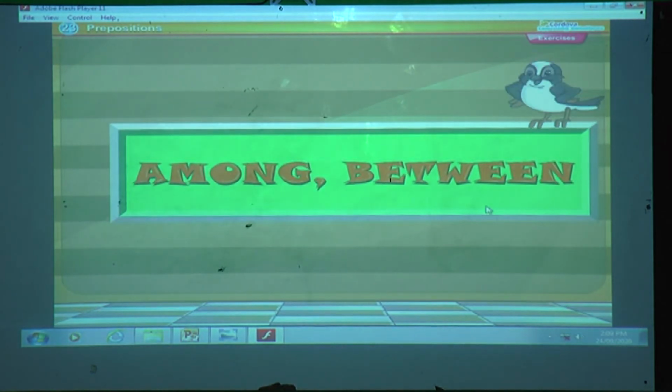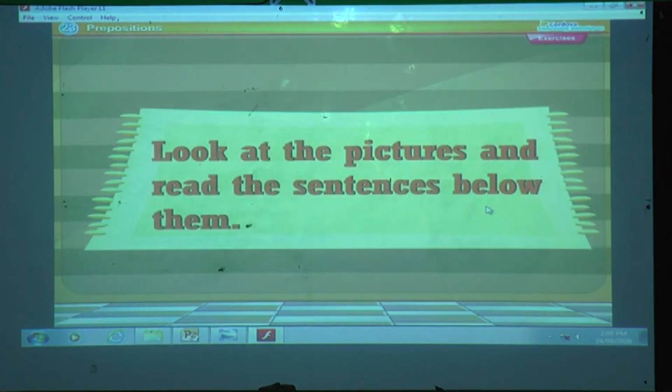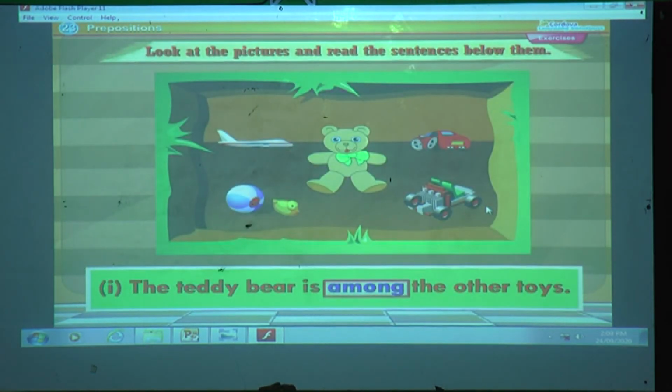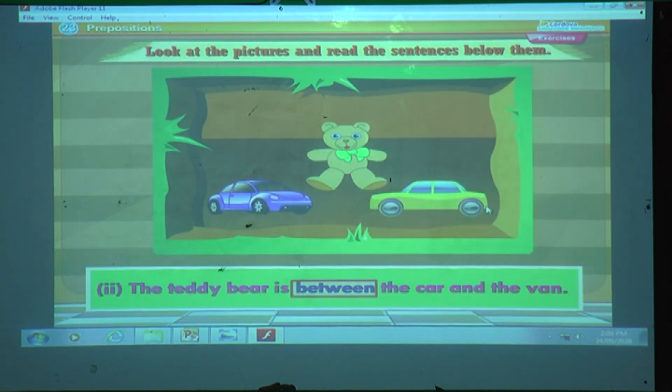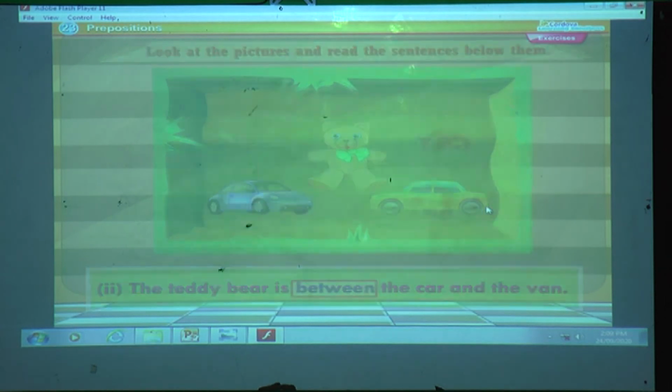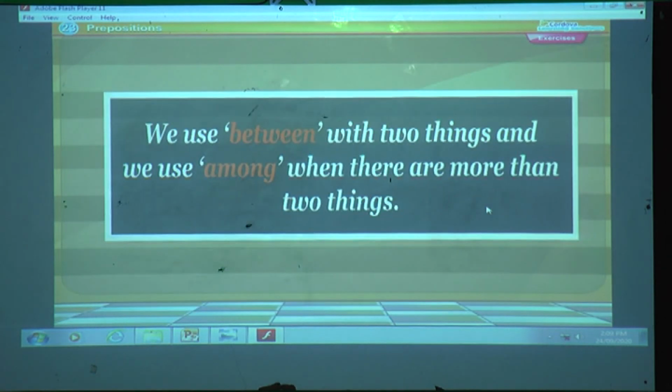Among, between. Look at the pictures and read the sentences below them. The teddy bear is among the other toys. The teddy bear is between the car and the van. We use between with two things and we use among when there are more than two things.